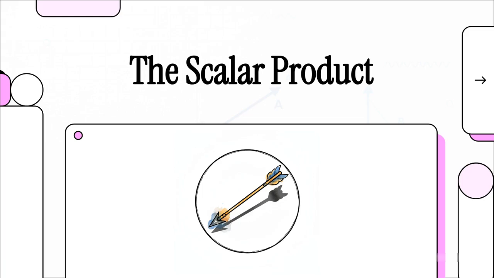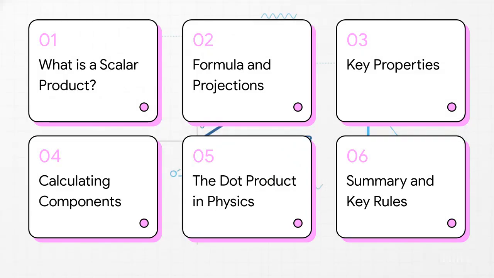And the key is a really fundamental tool in physics called the scalar product, or as you probably know it, the dot product. So here's our game plan. We'll start with the basics: what is this thing? Then we'll dive into the formula and this really cool idea of projections. After that, we'll check out some of its key properties, learn a super handy way to calculate it with components, and then see where it pops up in real-world physics. And of course, we'll wrap it all up with a quick summary of the main rules.